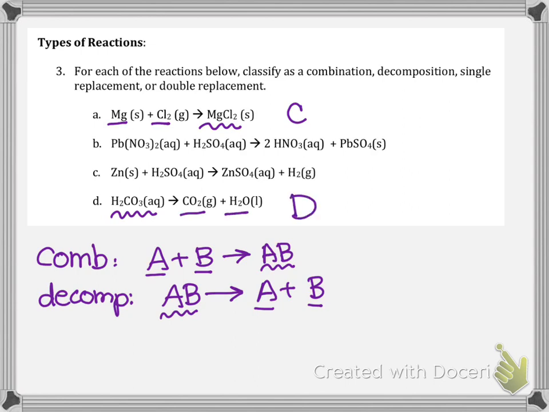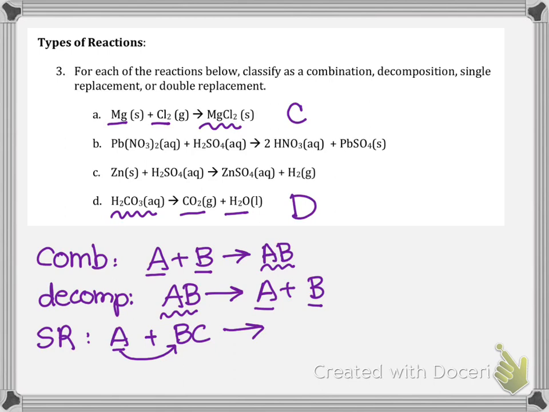That's decomposition. Now single replacement and double replacement. So in single replacement, I'll just say CSR. You have something that's by itself and then there's another group that is together. And what single replacement does is A kicks out one of those. Now if A is a metal, it's going to kick out B. If A is a non-metal, it will kick out C. So I can write it for both.